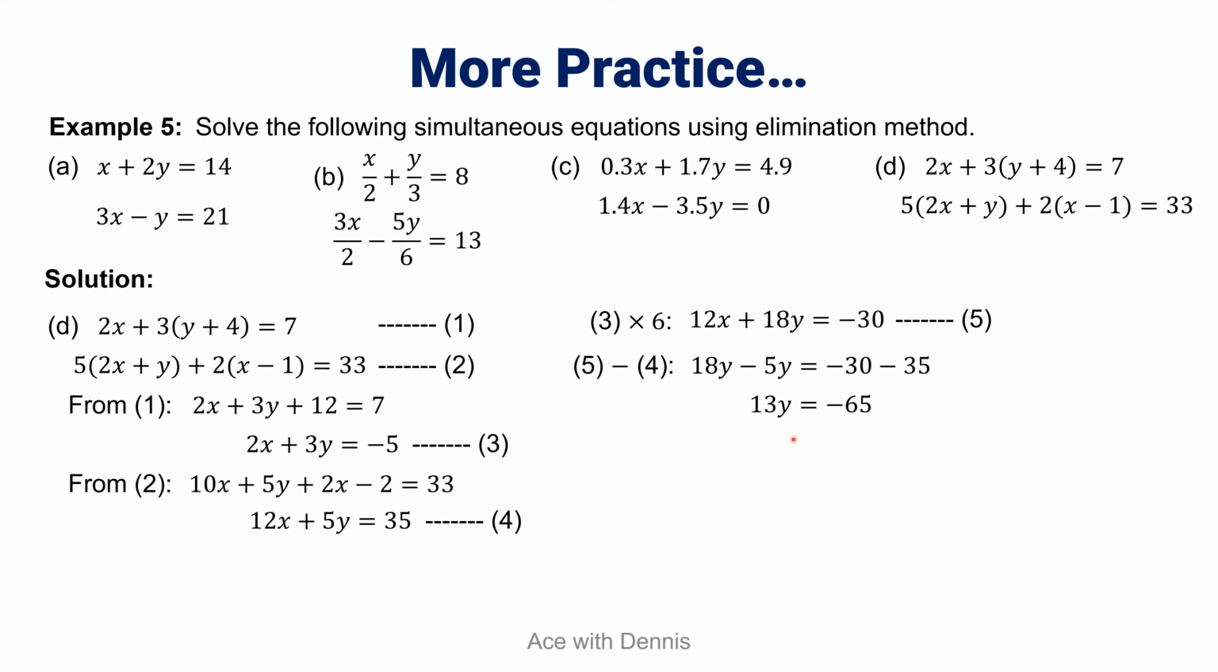So we get 13y equals negative 65. Solve it, y equals negative 5. Then substitute this into equation number 3. I will choose this because I can see that the values are very small, so the calculation is easier. Then 2x plus 3 times negative 5 equals negative 5. Hence, 2x is 10 and x equals 5. So this is the solution: x is 5 and y is negative 5.